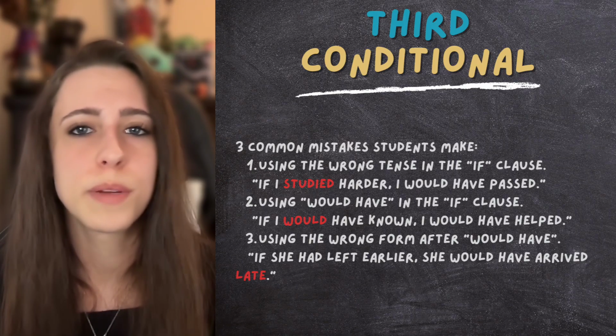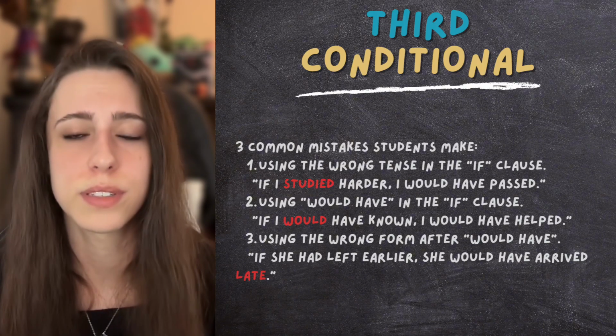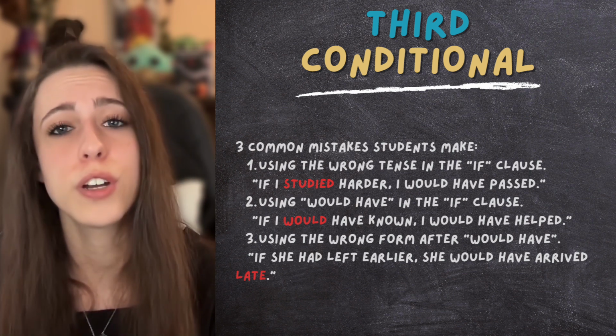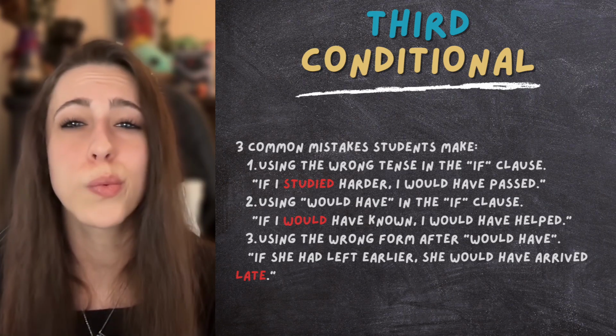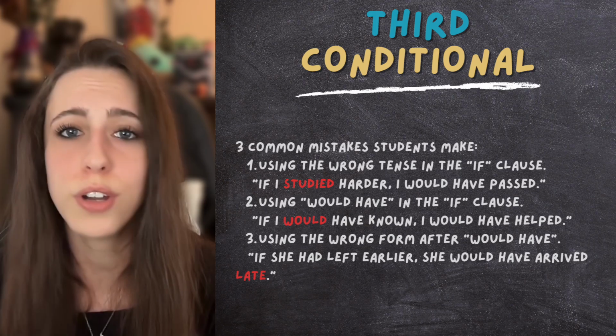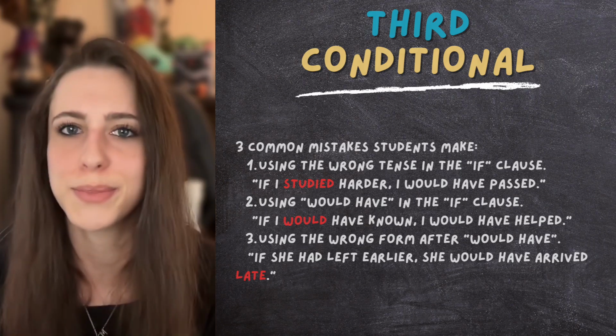And the third most common mistake is using the wrong form after the would have statement. For example, if she had left earlier, she would have arrived late. Using the word late is incorrect. We want to say, if she had left earlier, she would have arrived on time, not late.